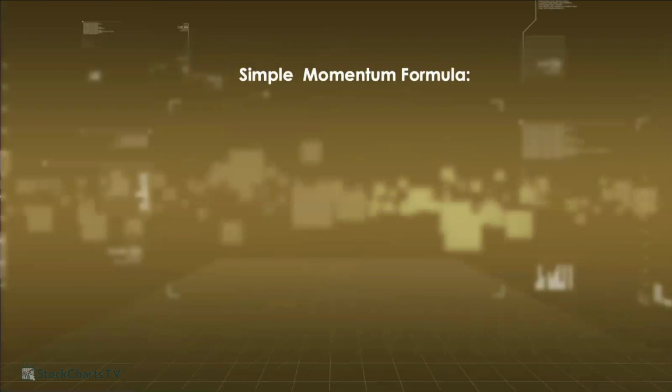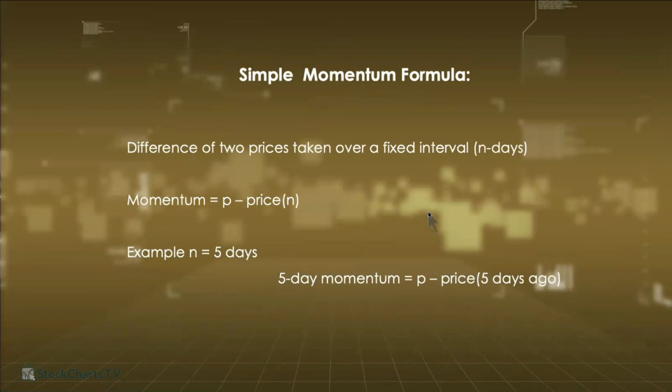So let's go ahead and we'll start with the simple momentum formula. It is very simple, because what we're saying is we're looking at the difference between two prices taken over a fixed interval, or N days, however many days you want N to be. So momentum equals price minus the price at that time, N days ago. So if N is 5, that means 5 days ago, or last week on Monday. You look at that price and subtract it from the current price, and that tells you what momentum is.